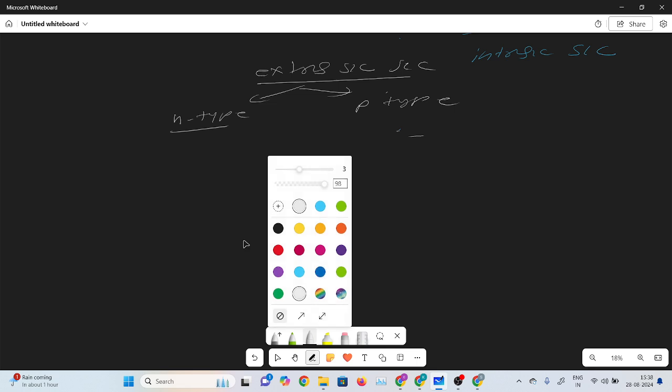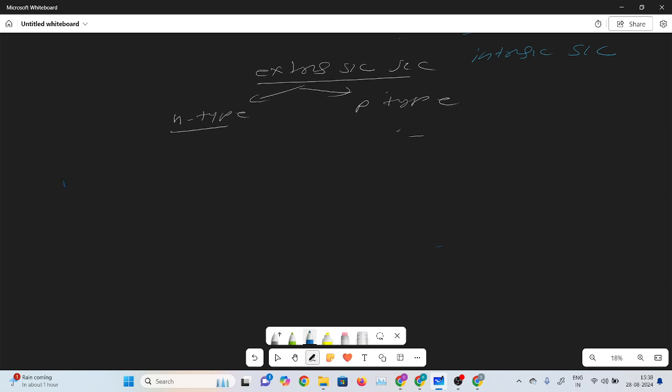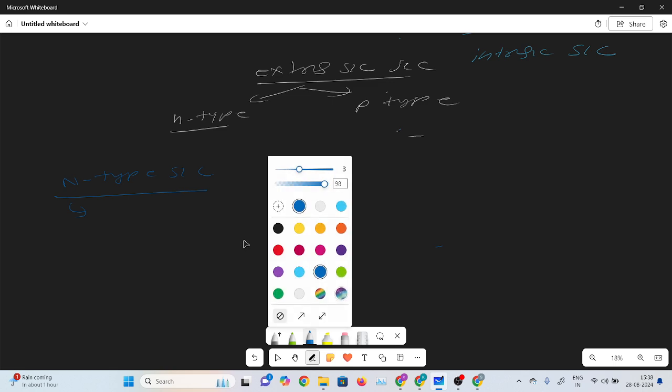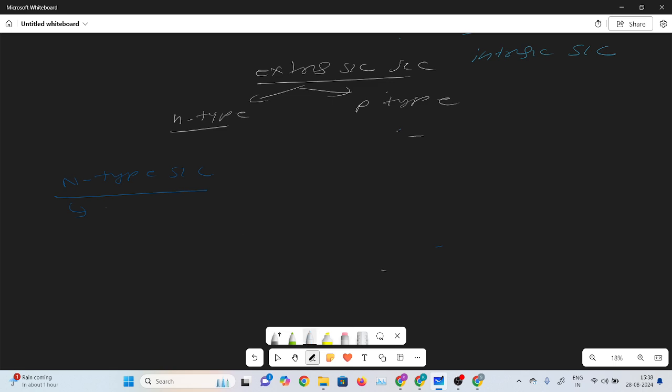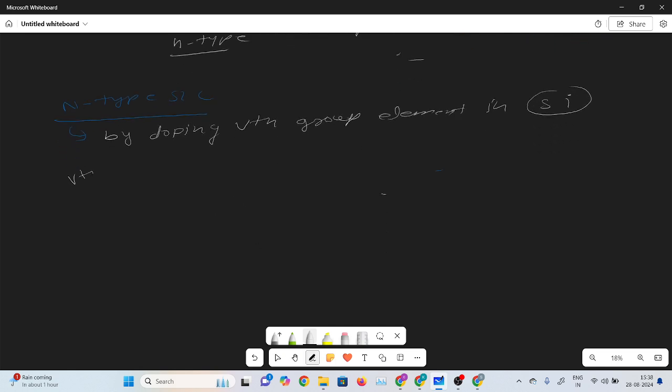Firstly, I will discuss the n-type semiconductor. This is the n-type semiconductor. How can we get the n-type semiconductor? By doping a fifth group element. Here I will dope the fifth group element into the intrinsic silicon semiconductor. By doping, as I already told, the fifth group element is like that.